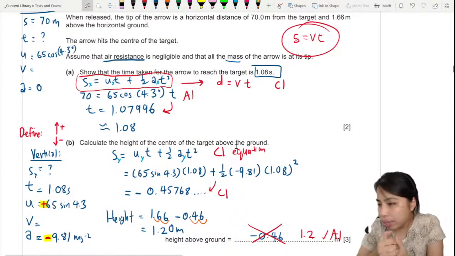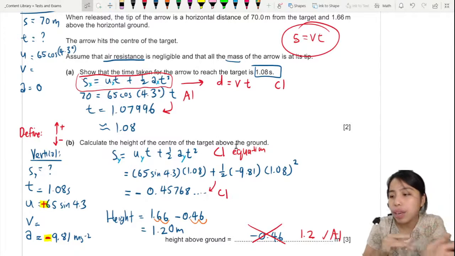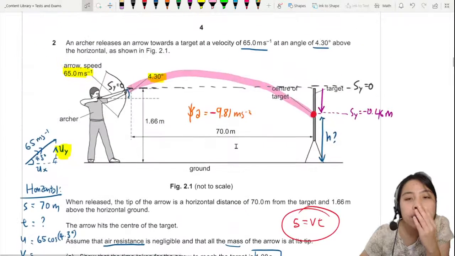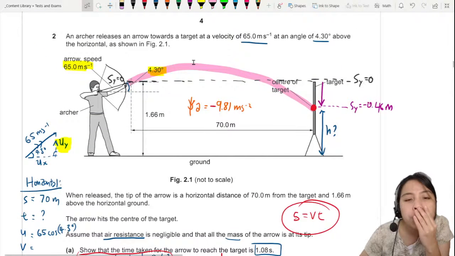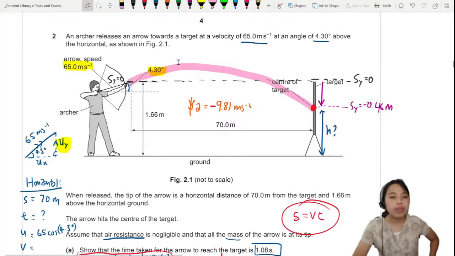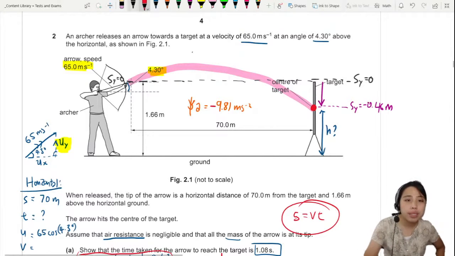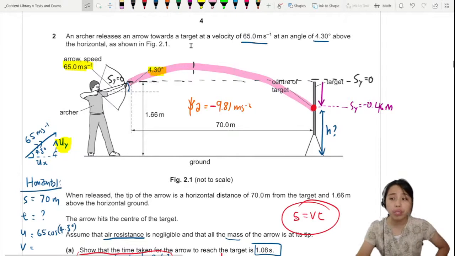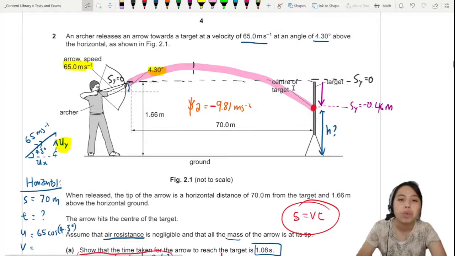Can you find the time taken from max height to the center of the target? Oh, maximum height. You could, it's just extra steps. You can split it into two parts: goes to maximum height, and then from maximum height comes down to that. You can, but you don't need to, because the SUVAT equation already takes into account the whole curve path.